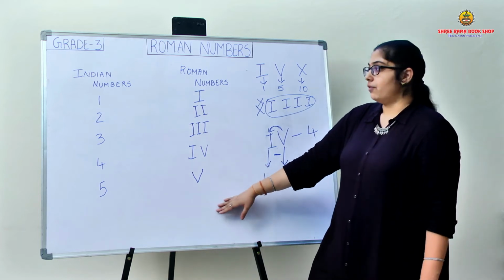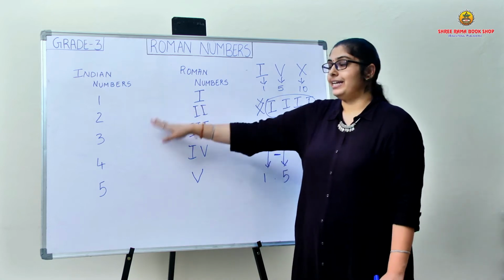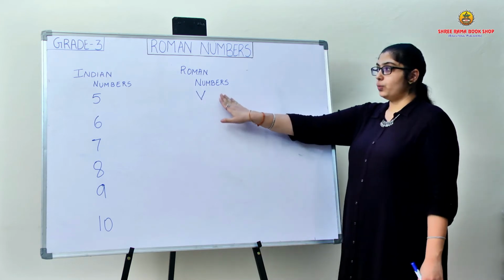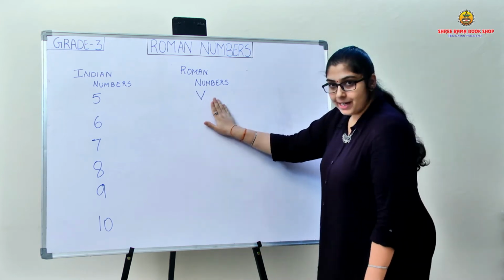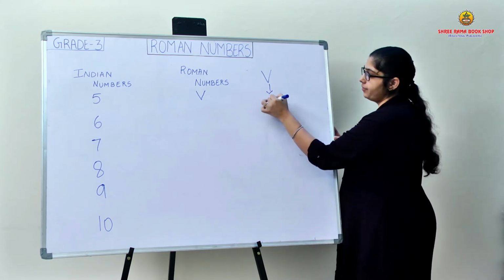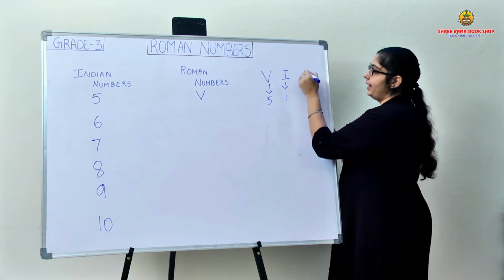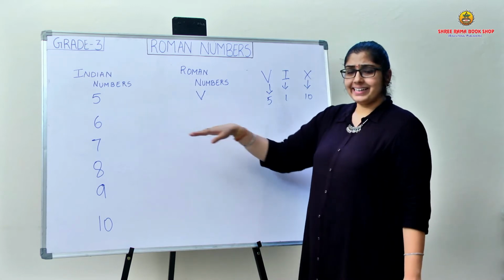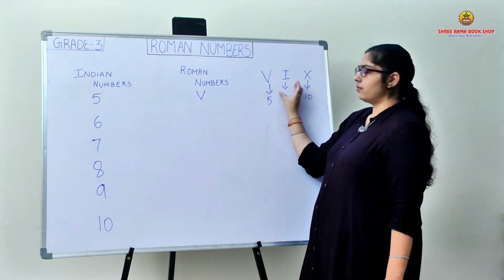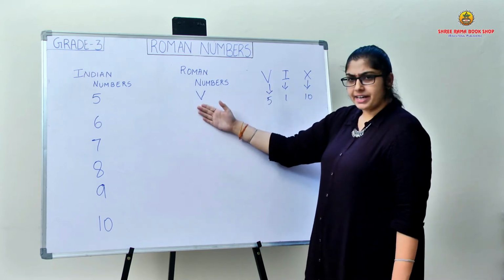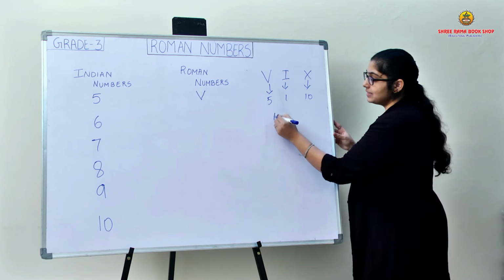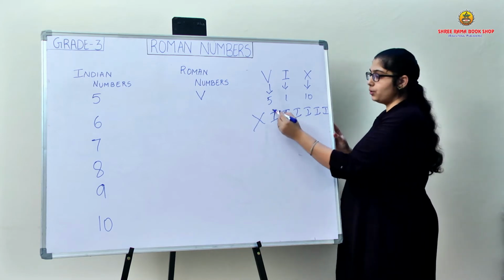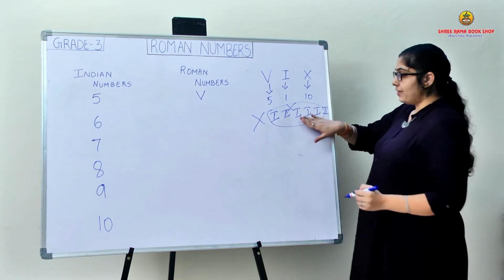Now we will be learning how to write the Roman numbers for the Indian numbers 6 to 10. Now we have 5 to be represented in Roman number as V. We already know that V represents 5 and I represents 1 and X represents 10, right? So I have the value 6 over here. So can I write 6 with any combinations like 5 I's or 6 I's, or only 5 I's? I can't write, right? Because this is the wrong method. You can't use like this. This is completely wrong.